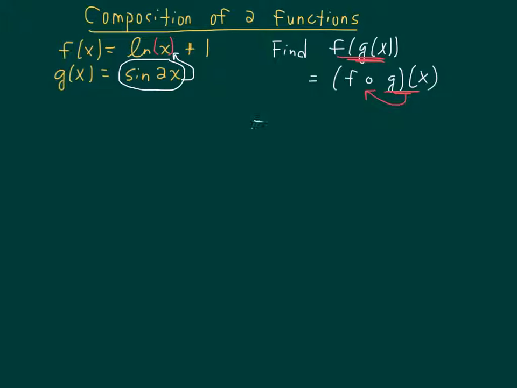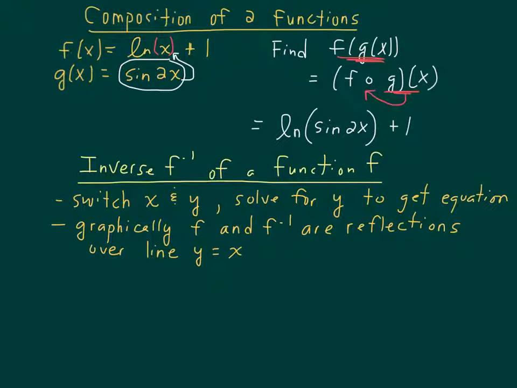So this is going to end up being the natural log of quantity sine of 2x. I'm going to close my parenthesis, and then I have plus 1. So that would be my answer for that. Let's move on to inverse.